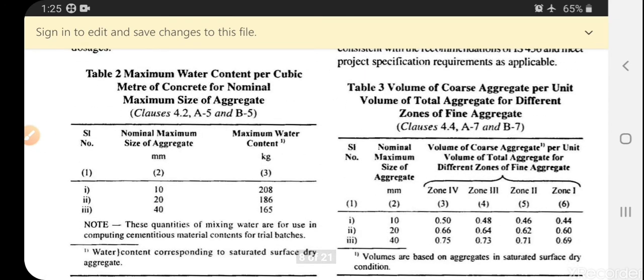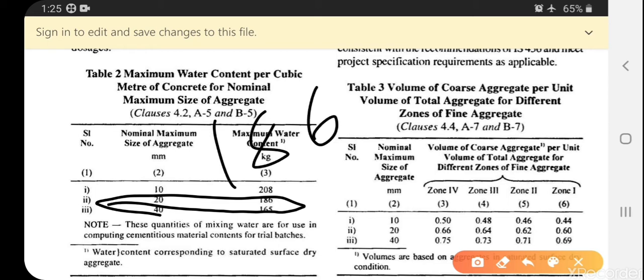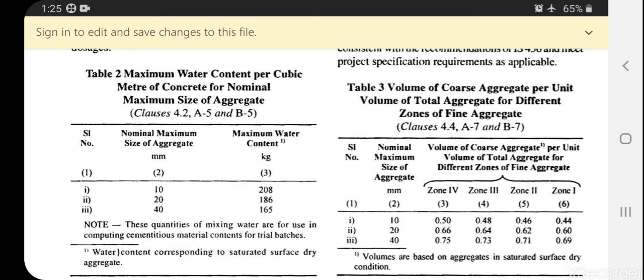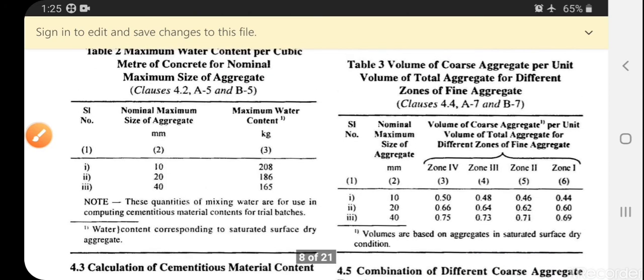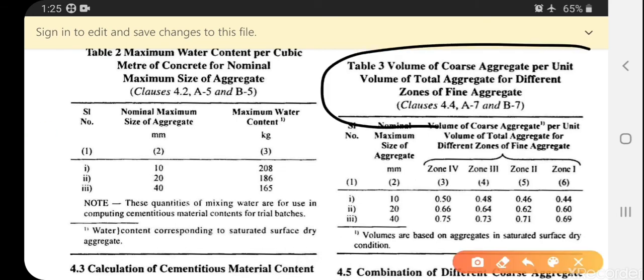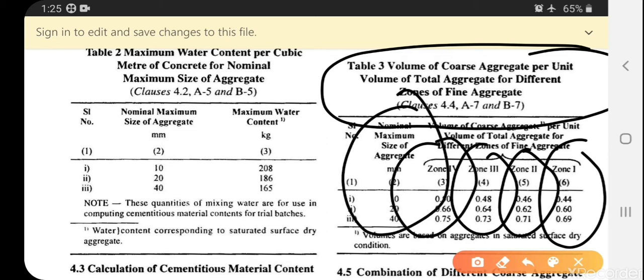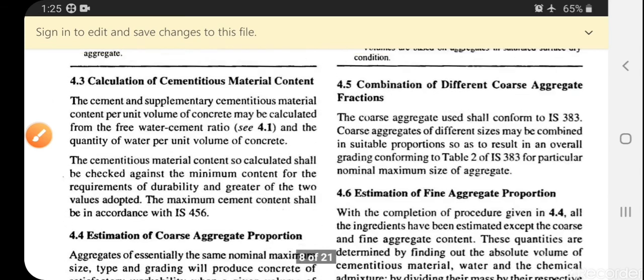Next one, maximum water content. Assume we have taken 20 mm aggregates. So here I should take a maximum water content of 186 kg. Next, volume of the coarse aggregate. Volume of the coarse aggregate per unit volume of total aggregate for different zones of fine aggregates. Here we have classified 4 categories: zone 1, zone 2, zone 3, zone 4, and the nominal maximum size of the aggregate. Usually the maximum size of the aggregate will be restricted to 20 mm.